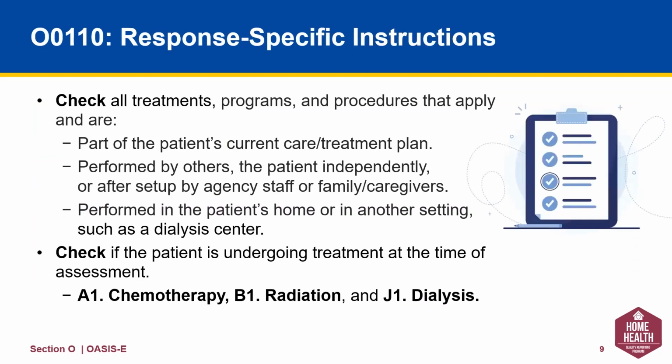The instructions are the same for each assessment time point. Check all treatments, programs, and procedures that apply and are part of the patient's current care or treatment plan, performed by others, the patient independently, or after setup by agency staff or family or caregivers. Performed in the patient's home or in another setting, such as a dialysis center. Check if the patient is undergoing treatment at the time of assessment. A1 would be for chemotherapy, B1 for radiation, and J1 for dialysis.